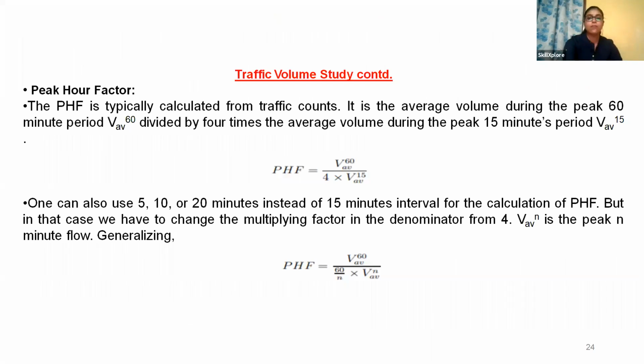Then peak factor. We'll see a problem on peak factor in the upcoming slides. Here the peak factor is typically calculated from the traffic counts. It is the average volume during the peak 60-minute period, and we will learn more in the upcoming problem. So at the peak 60 minutes, what is the maximum traffic we can expect, divided by 4 times the maximum 15 minutes traffic we can expect. If we divide the traffic into 15-minute sections, what is the maximum 15 minutes traffic we can expect there?